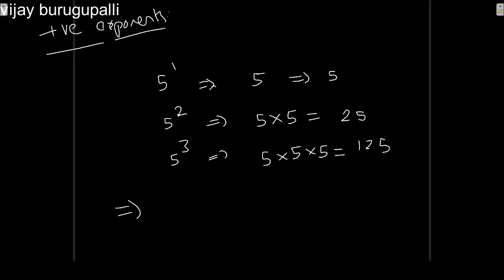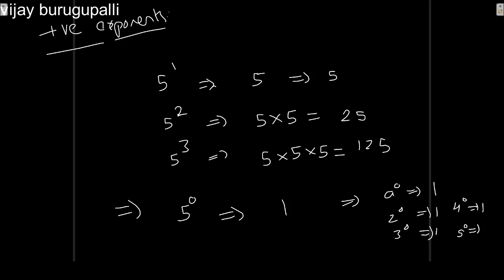Suppose you have 5 to the power of 0. In this case we can't multiply 5 any given number of times. So the value of 5 power 0 will become 1. Not only 5 power 0, anything to the power of 0 will become 1. 2 to the power of 0 is 1. 3 to the power of 0 is 1. 4 to the power of 0 is 1. 5 to the power of 0 is 1. Similarly, 100 to the power of 0 is also 1.